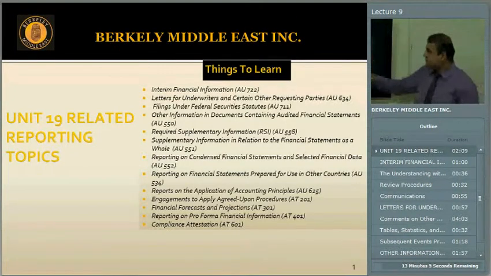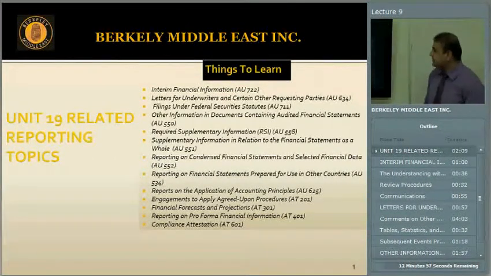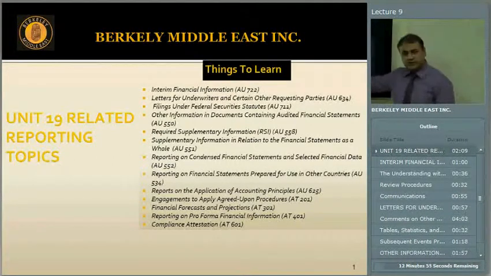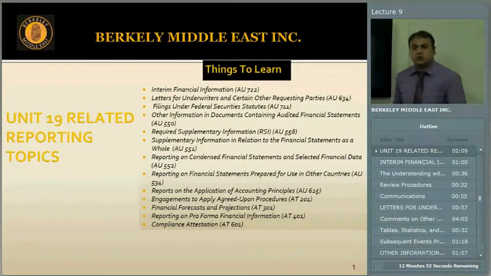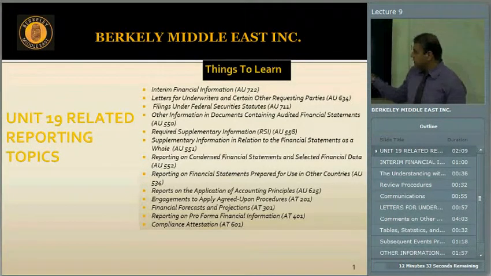So the scope of our discussion is the things other than the normal audit terminologies. Reporting on condensed financial statements and selected financial data. It means not to report on the full set of financial statements, just the condensed form, which should give some assurance. Reporting on financial statements prepared for use in other countries. Suppose you are based in the US, and you are making it for other countries. Then reports on the application of accounting principles.